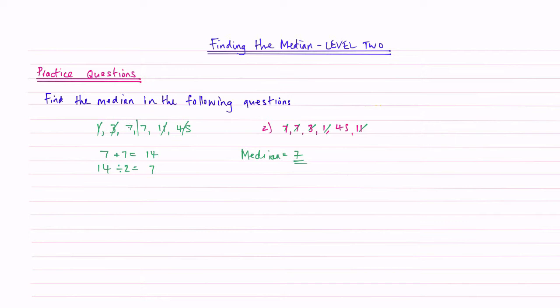Now when you see this, you can automatically just go, oh look, it's the same one. But if you want to be dead thorough, you can add it together and divide by 2 and you'll find you'll get the same. It's entirely up to you which method you adopt. So there's the answer for question 2, it's 7.